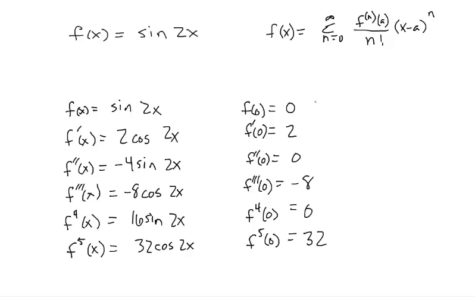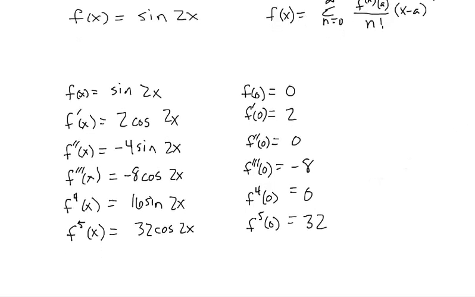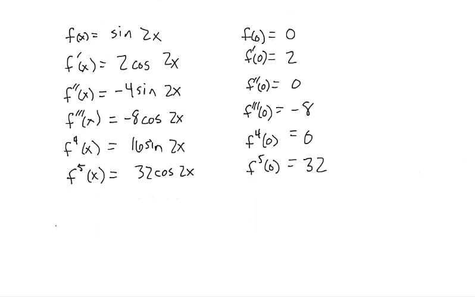So we're going to look at all our non-zero terms, and we can see that we go from 2 to negative 8 to 32. So that means we're going to have a negative 1 to the n because we're going to alternate the signs of our series. And now we want to look at some patterns. So we have sine 2x is equal to f to the n of 0 over n factorial times x minus 0 to the n.